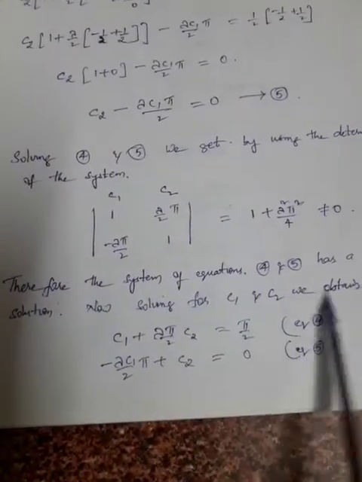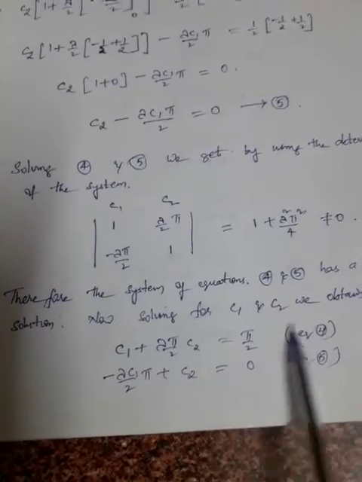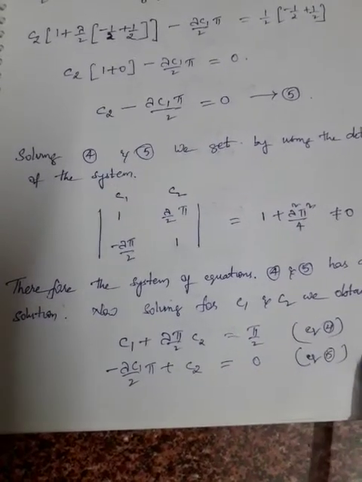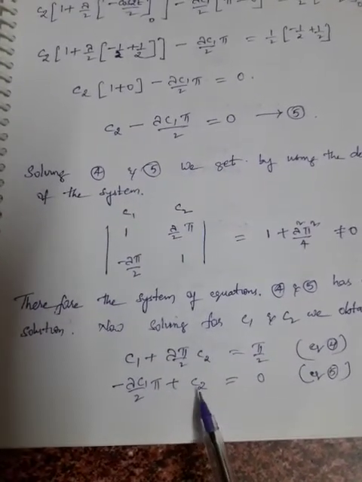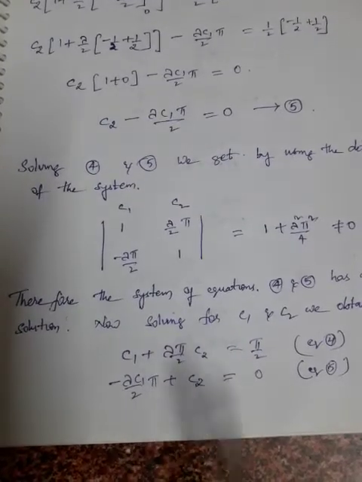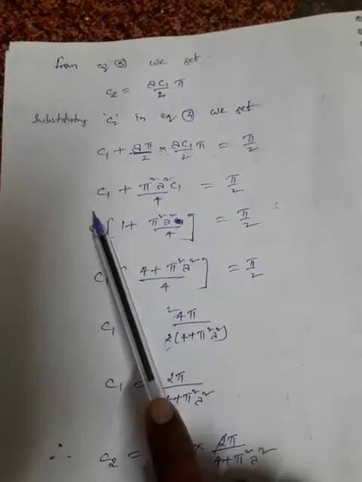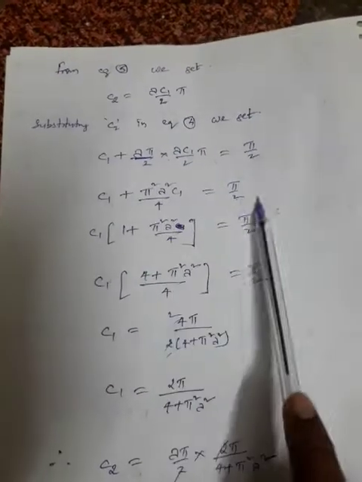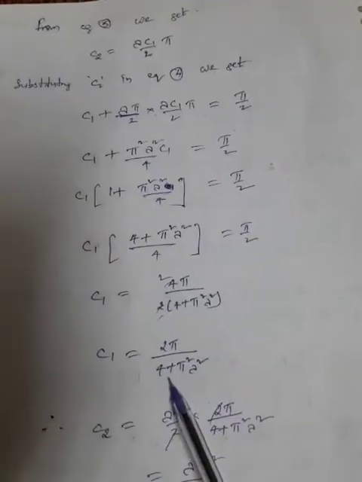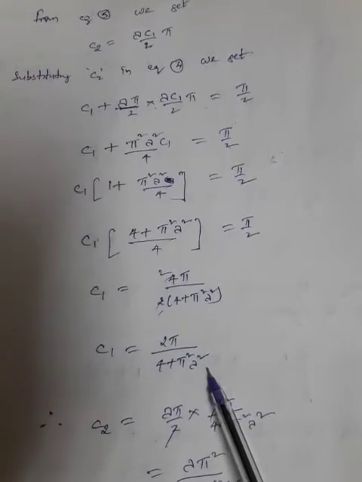So now I will solve for both of them. So this is equation number 4 we have taken, this is equation number 5. So from equation number 5 we will get the c2 value by taking it to this side. Now after getting c2, we'll substitute in c1. We'll substitute in c1, you will be getting pi by 2. And you can see if you substitute and calculate, the c1 value is 2 pi by 4 plus pi square lambda square.